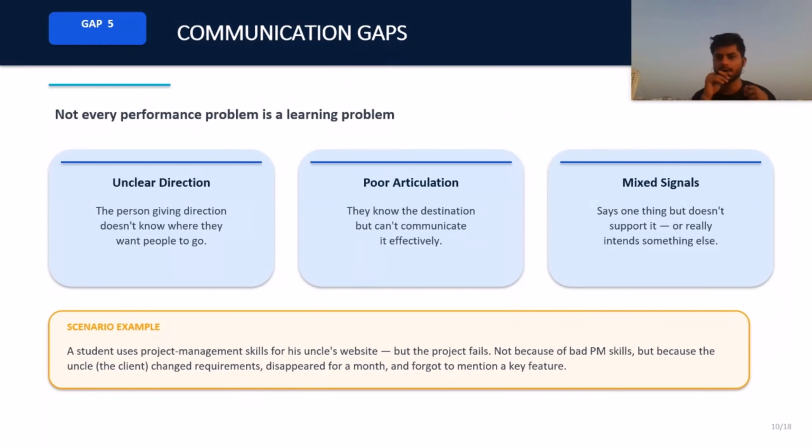The next topic is the communication gap. Not every performance problem is a learning problem. Sometimes it is about communication. Unclear direction: if the team management has given unclear direction, hasn't explained, or is itself not sure about their product and features. Poor articulation, poor communication can mean mixed signals. The person giving direction doesn't know where they want to go. They don't know about their product itself. So how are they going to communicate to the team? Poor articulation: they know the destination but can't communicate effectively.